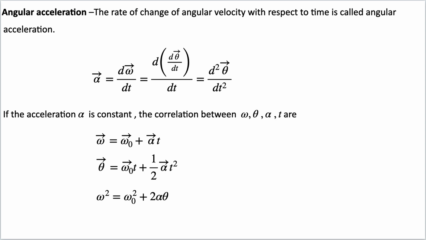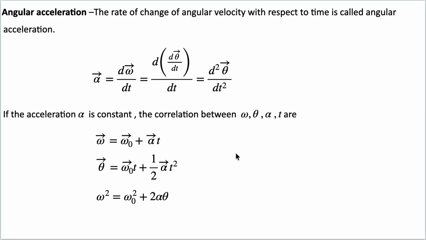Angular acceleration. The rate of change of angular velocity with respect to time is called angular acceleration. To obtain angular acceleration, we can differentiate the angular velocity with respect to time, or we can twice differentiate the angular position with respect to time. So we can write vector angular acceleration, denoted by the symbol alpha, equals d vector omega upon dt, which again equals d2 vector theta upon dt square.